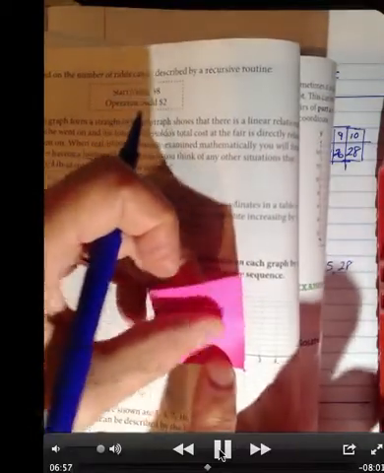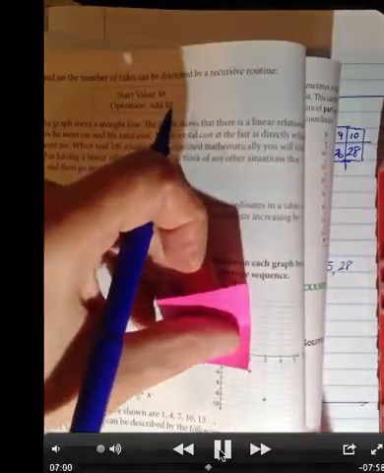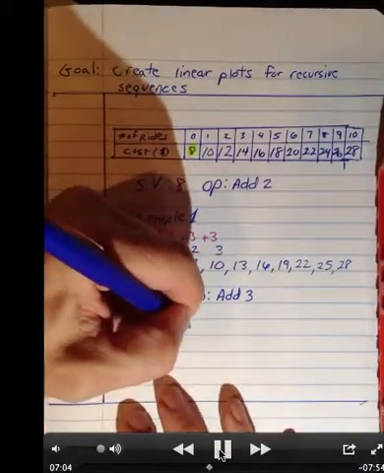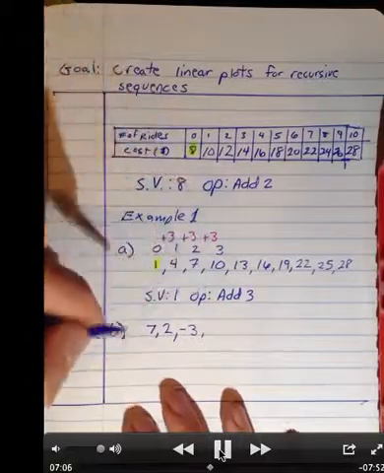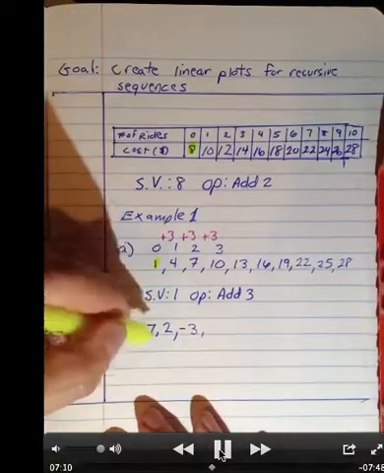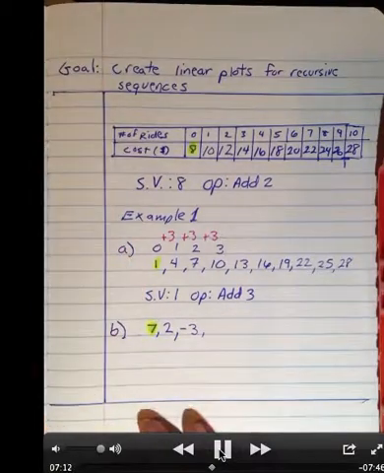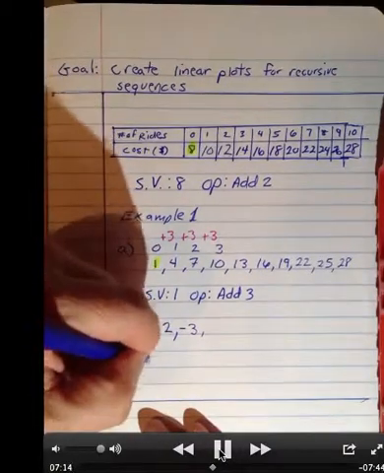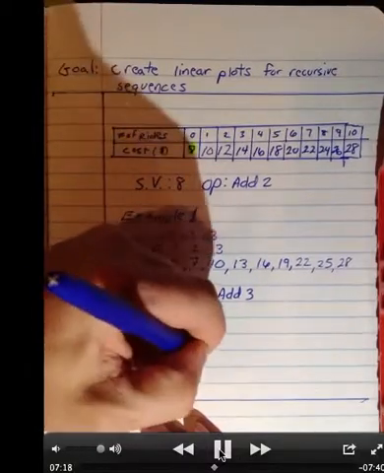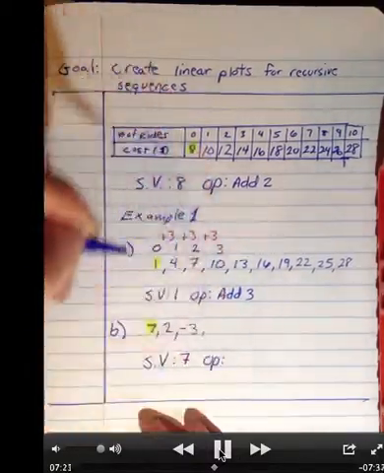When I have performed the operation twice, my sequence goes all the way down to -3. So our start value is 7. And the operation that we're performing is to subtract 5.